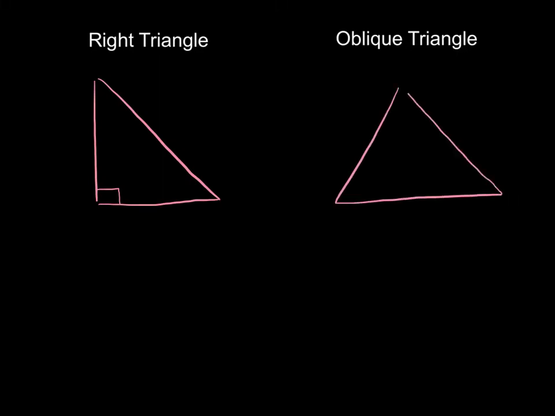Today we're going to learn about the law of sines. Now you've already solved right triangles, that is finding the measurements of sides and angles of right triangles. Today we're going to start talking about solving for sides and angles of oblique triangles. Oblique triangles have no right angles.